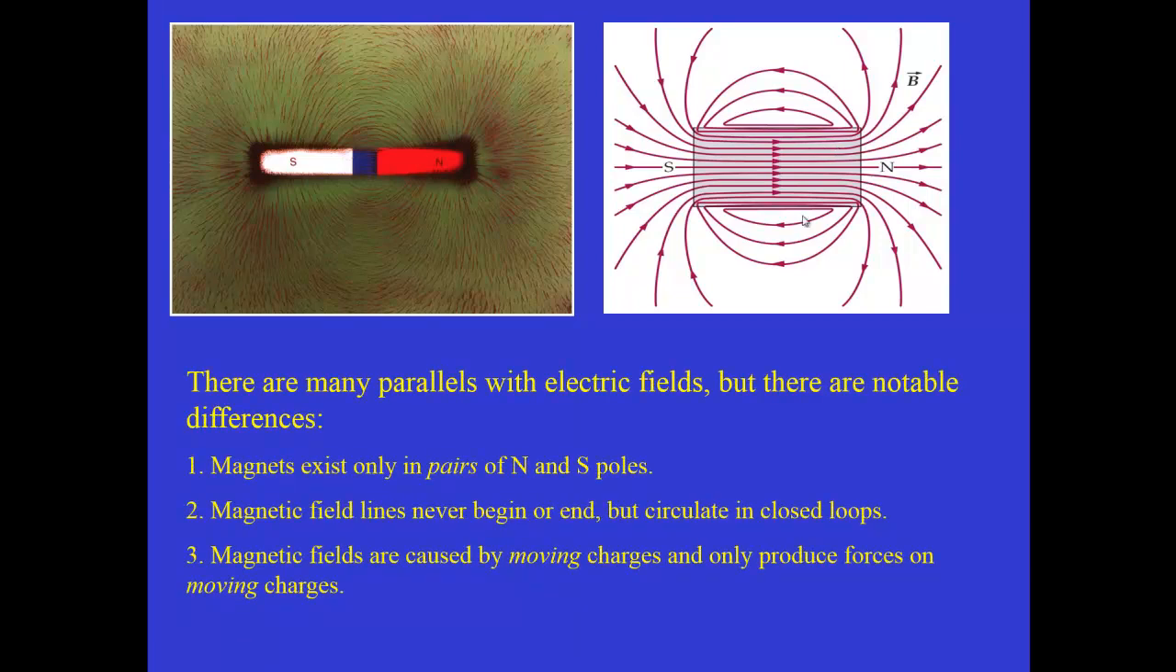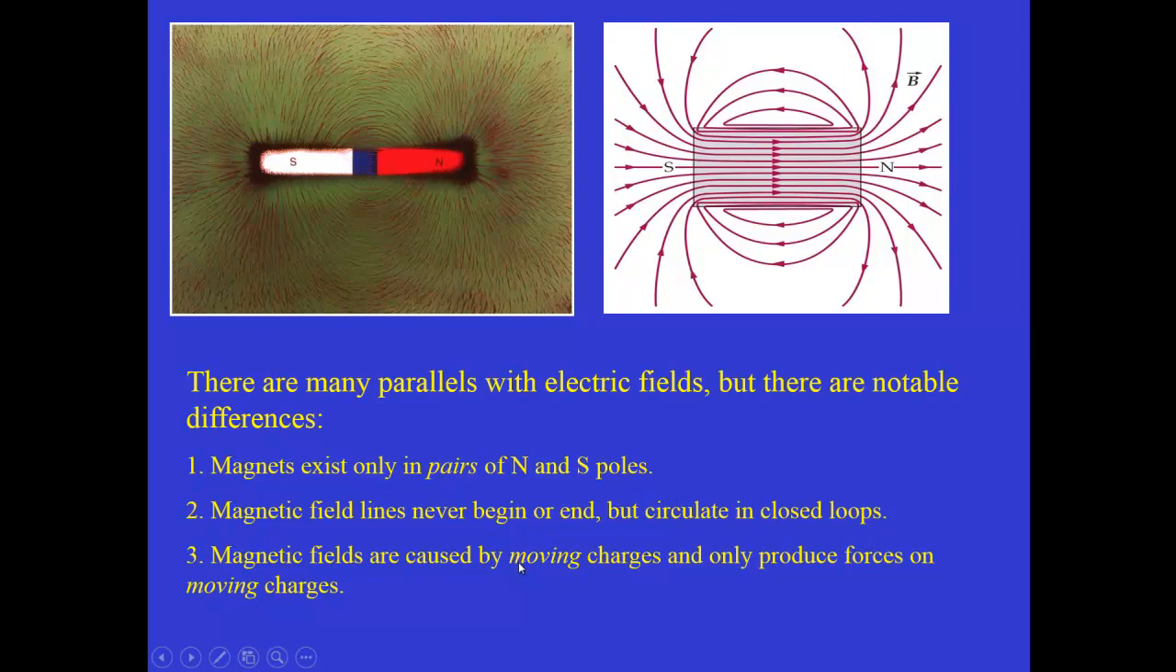So, a couple of other differences. Magnets only exist in pairs of north and south poles. So if you take a bar magnet and cut it in half, as a result of that process, each piece acquires a new pole, and you end up with a pair of north and south poles, rather than separate north and south poles. We already said that magnetic field lines never begin or end but circulate in closed loops.